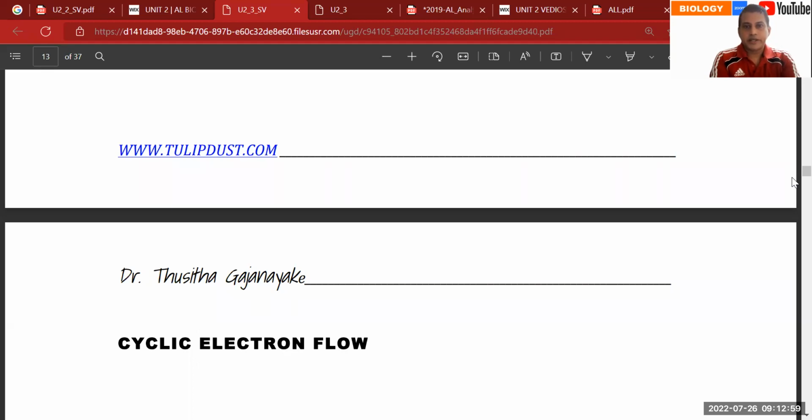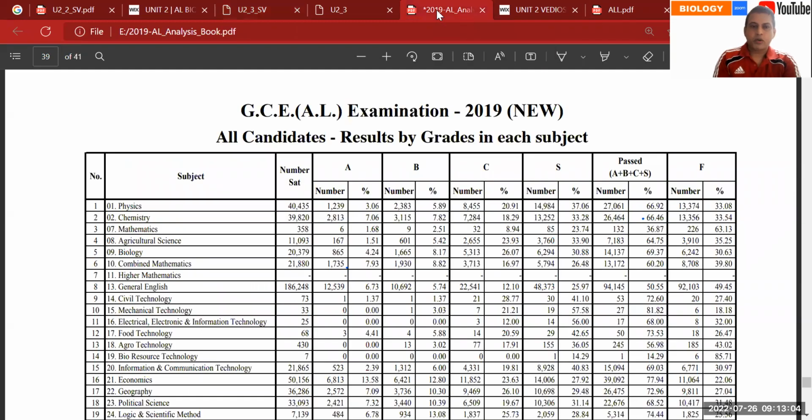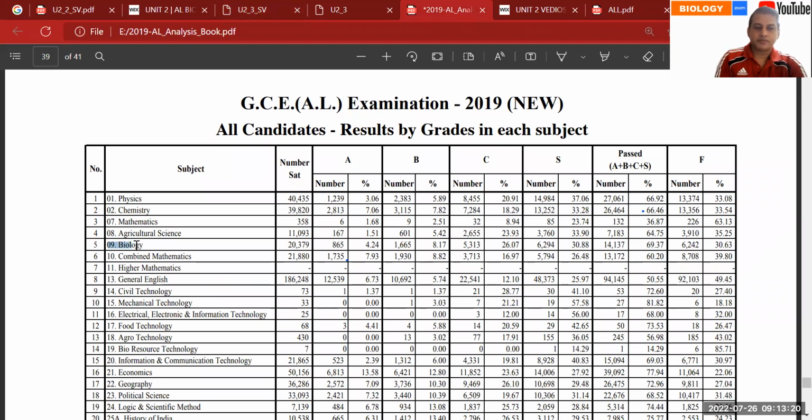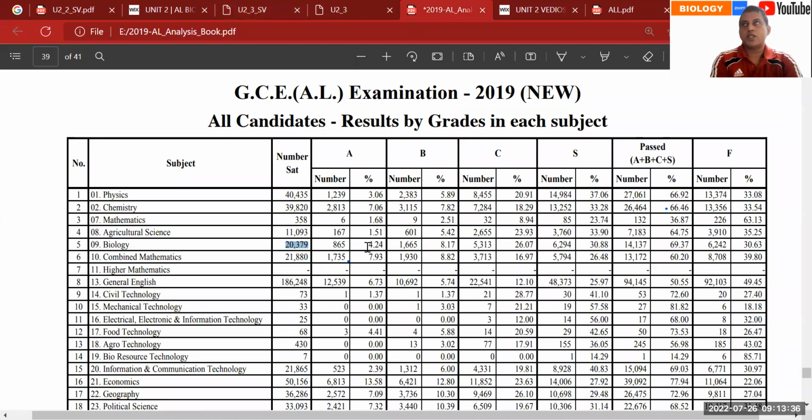The truth is, I show this document. Okay, this is the A-level examination 2019. Some of the data collected from the National Institute of Education. If you look at the subject biology, here, the fifth one, right? Biology here. Number of candidates 20,379. And number of candidates who got an A pass, 865. The percentage 4%, 4.24.